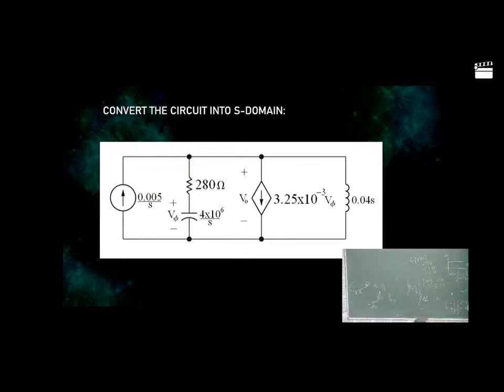It was in milliampere, that is why I have taken it in normal ampere, 0.005 by S, V5. This is the capacitor's Laplace transform, and that's the voltage. So this is the voltage dependent current source, and that's the inductor's Laplace transform. V5 is also getting Laplace transformed into its S domain. Okay.